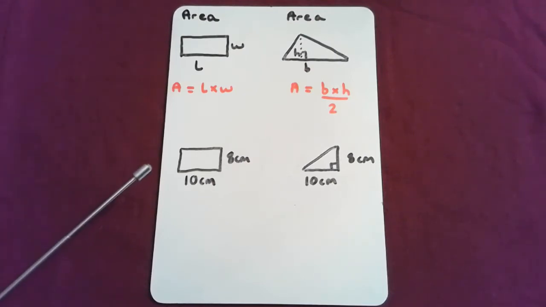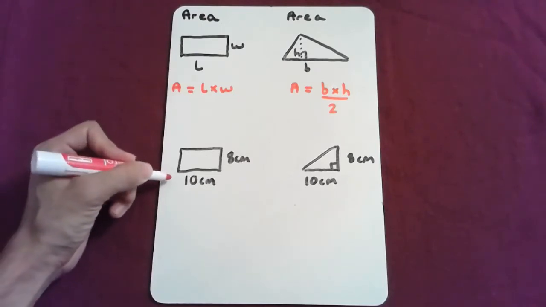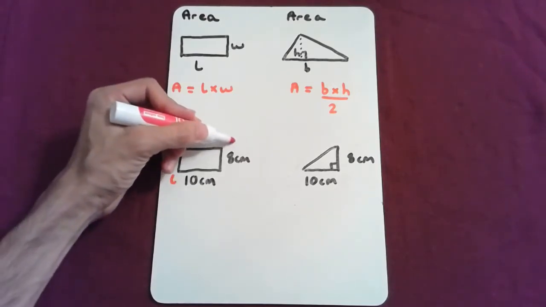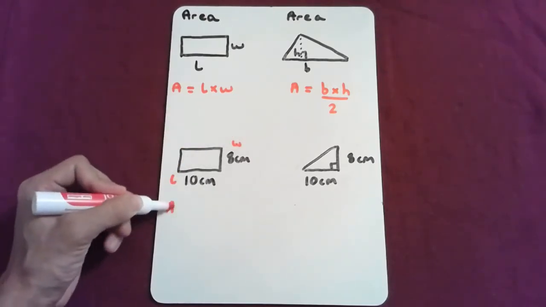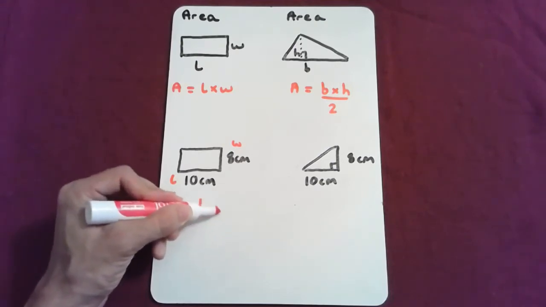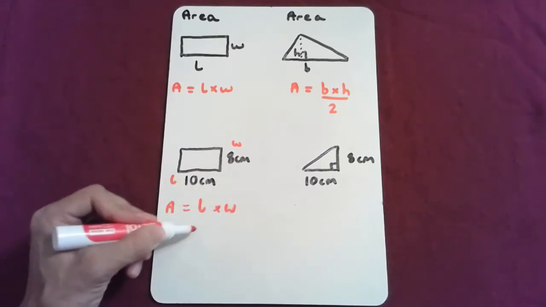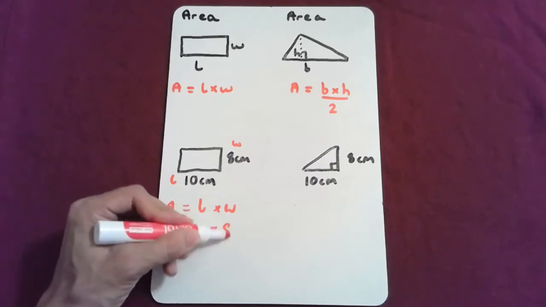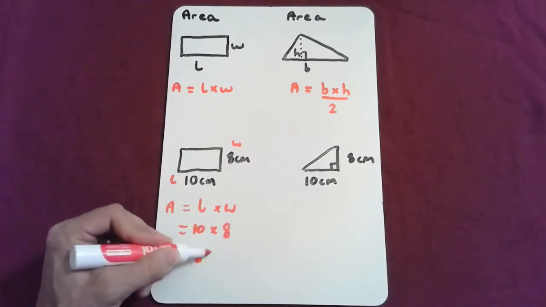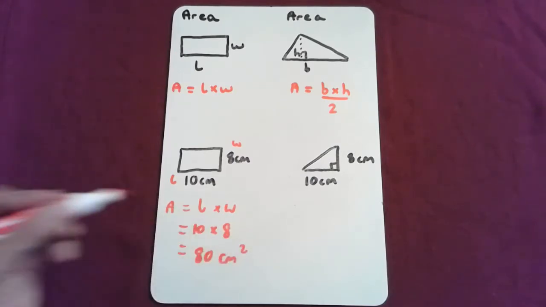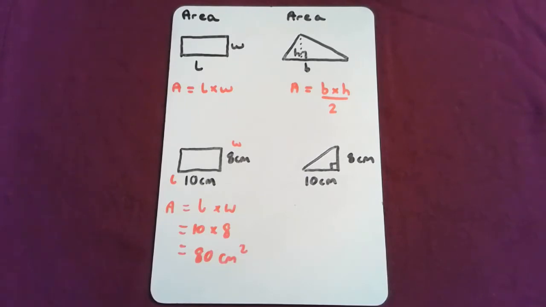But if we're looking over here and I want to work out the area of this rectangle, we simply need to label our length and width. The length is the longest length, which is the 10, and the width is the 8. So we can say area is length times width, which is 10 times 8, which is 80 centimeters squared. And that is the area of our rectangle.